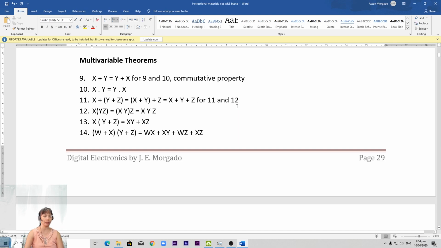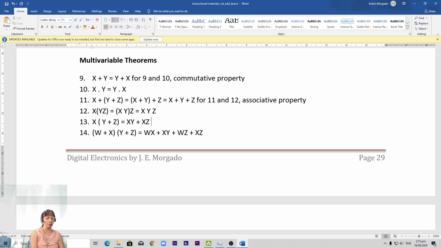So what do you call that? You can include in the parenthesis the y plus z first, or x plus y first, or none at all. Same for 12. We can enclose in the parenthesis the yz first, or the xy first, or the xyz. So what do you call that property? Again, algebraic property, we call it associative property.